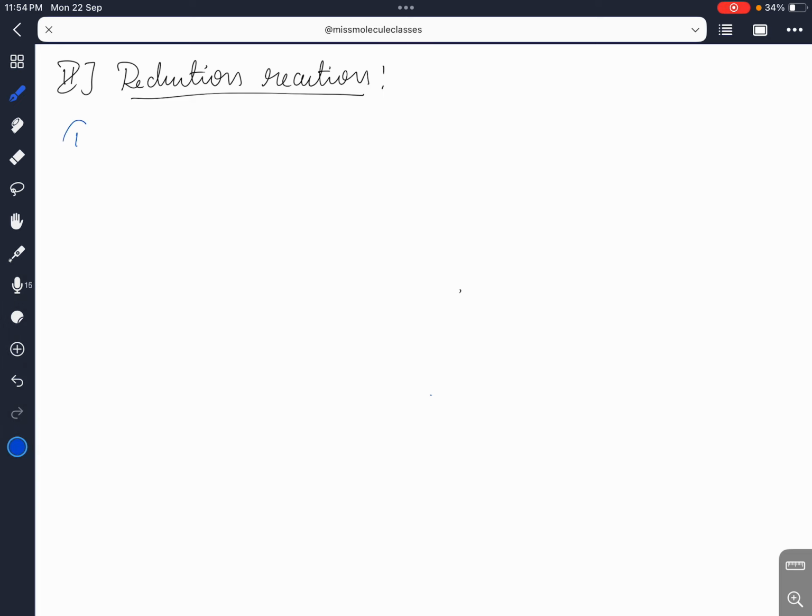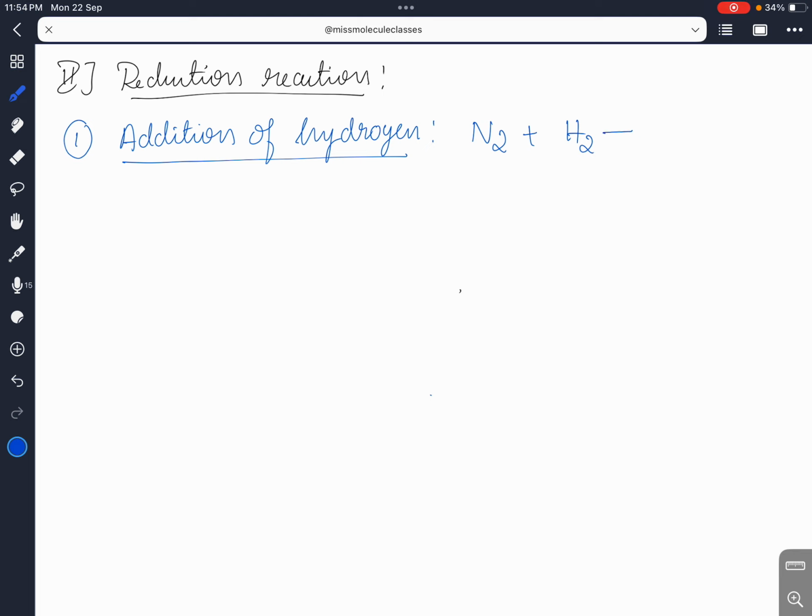The first one is addition of hydrogen. Addition of hydrogen is reduction reaction. Consider an example for this one. We have to add hydrogen now. Take an example of nitrogen gas. To that we are going to add hydrogen gas, which is going to form ammonia molecule. Let me balance this reaction, left hand side as well as right hand side. You should know that this is nothing but formation of ammonia.